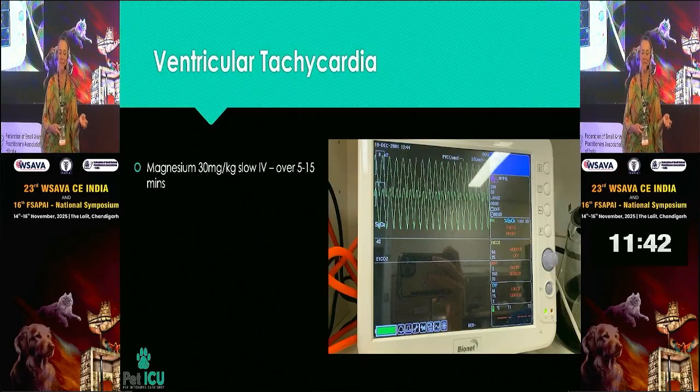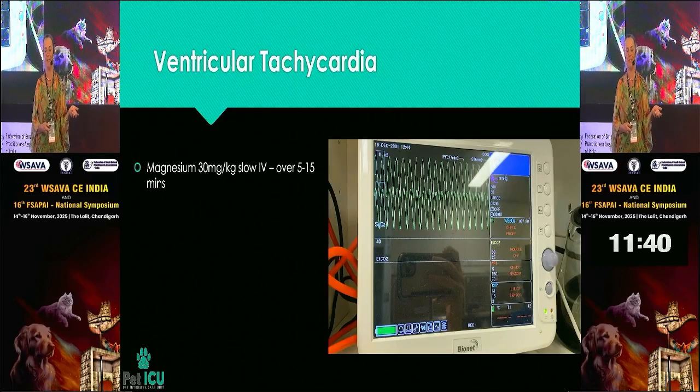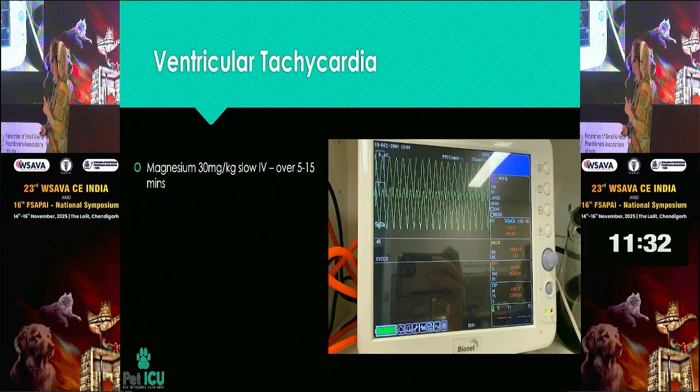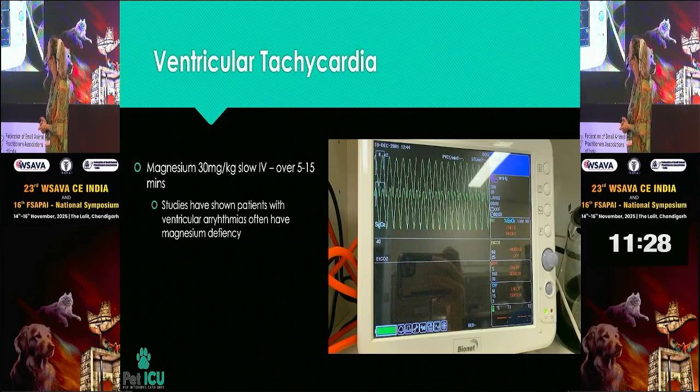So magnesium is something I'm using reasonably commonly in these refractory ones, or if we're not responding well to lignocaine. We're giving a bolus of 30 milligrams per kilogram over... and it depends how worried I am as to how fast I go. Ideally, I like to give it over 15 minutes.